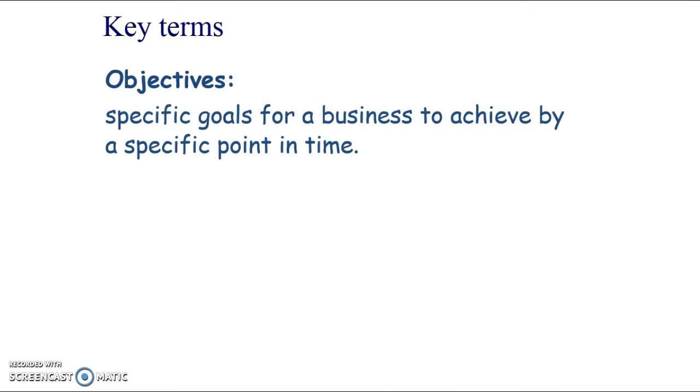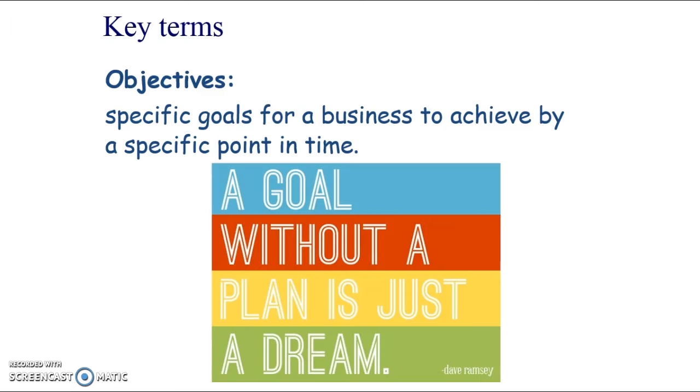So objectives are just specific goals for a business to achieve by a specific point in time. So we will be looking at what makes an objective and going through SMART, S-M-A-R-T, how they need to be SMART. And objectives are really important because if you don't have objectives, it makes it very unlikely that you're going to achieve your overall aim. So objectives are a little bit more specific than an aim.